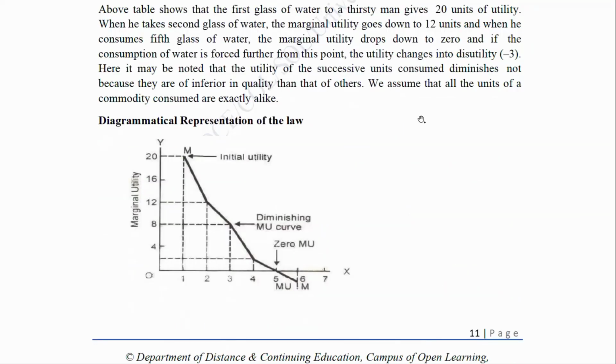The table above shows that the first glass of water to a thirsty man gives 20 units of utility. When he takes a second glass of water, the marginal utility goes down to 12 units. And when he consumes the fifth glass of water, the marginal utility drops down to 0. And if the consumption of water is forced further from this point, the utility changes into disutility, that is -3. Here, it may be noted that the utility of the successive units consumed diminishes not because they are of inferior quality than that of others. We assume that all the units of a commodity consumed are exactly alike.